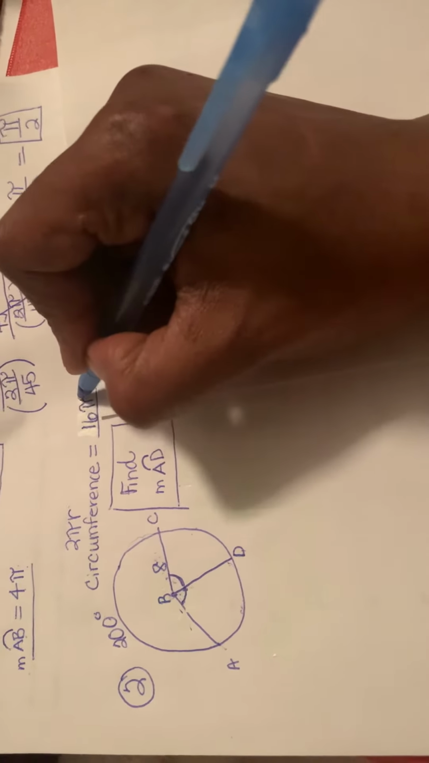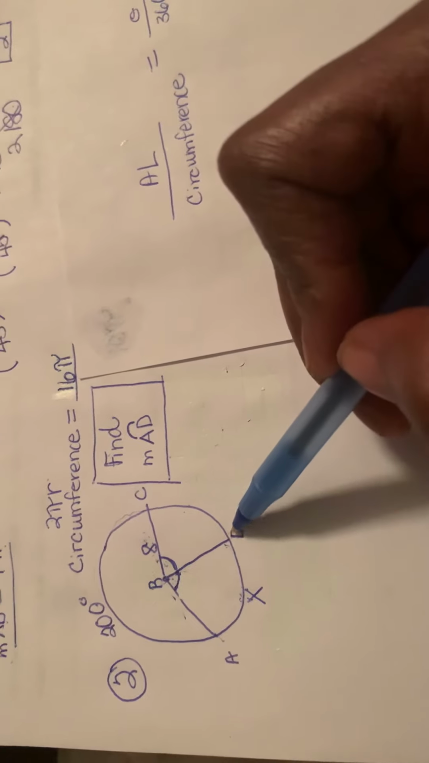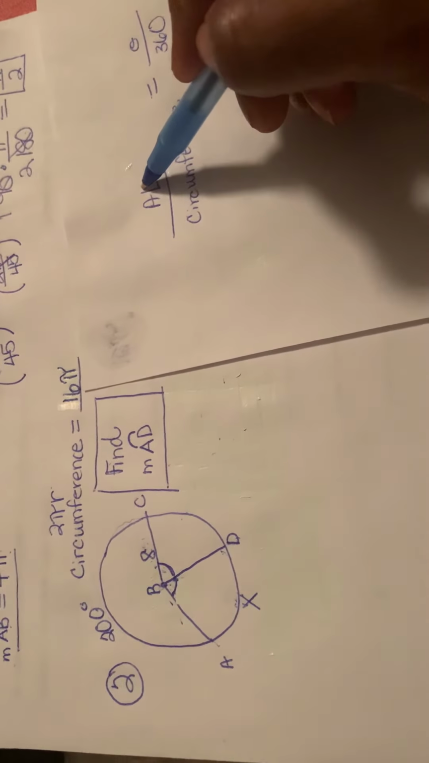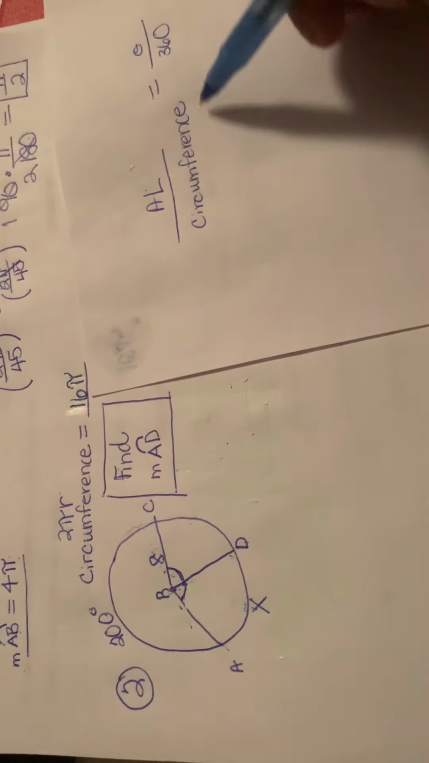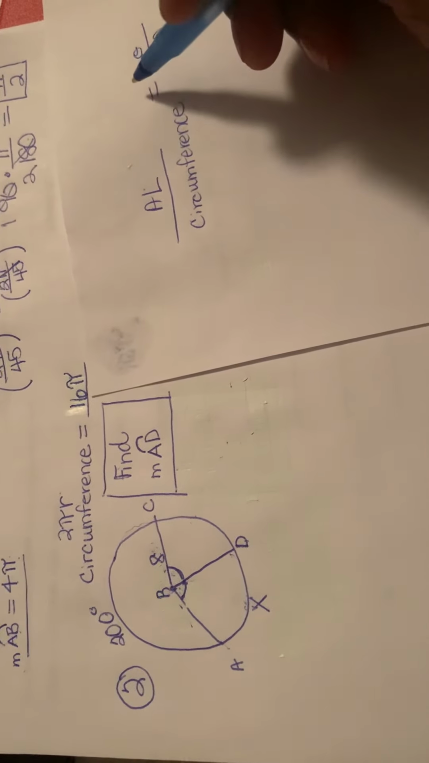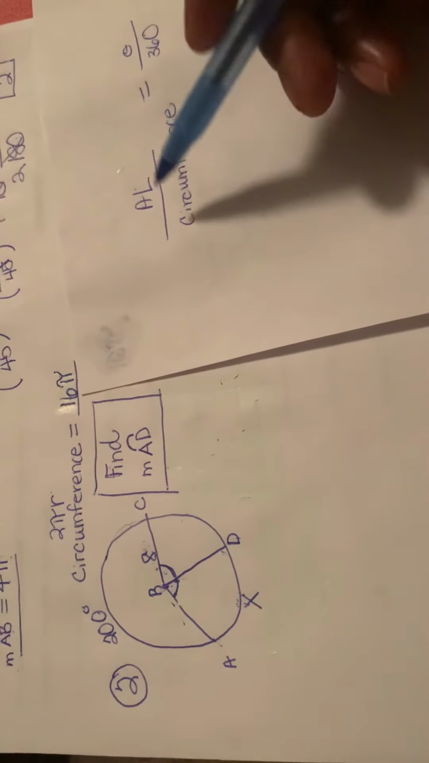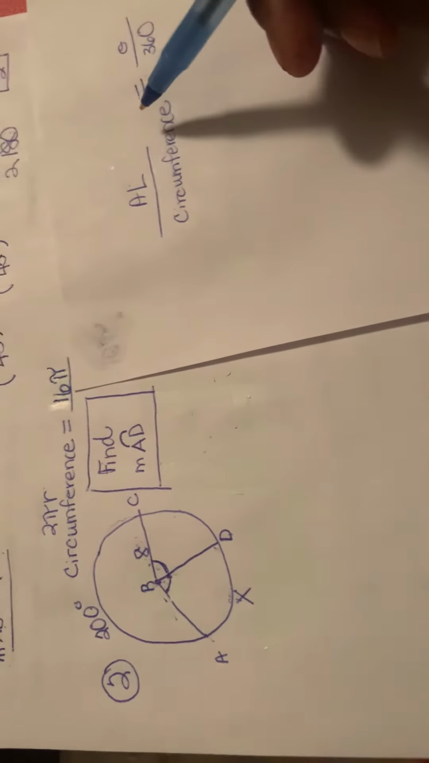We're looking for the measurement from A to D. So I'm going to put an X right here. Anytime you're looking for a piece of the circle, that means that piece represents the arc length. This is the formula I'm using this time. I'm switching it up in case you didn't like the last formula. This is another way to get it.